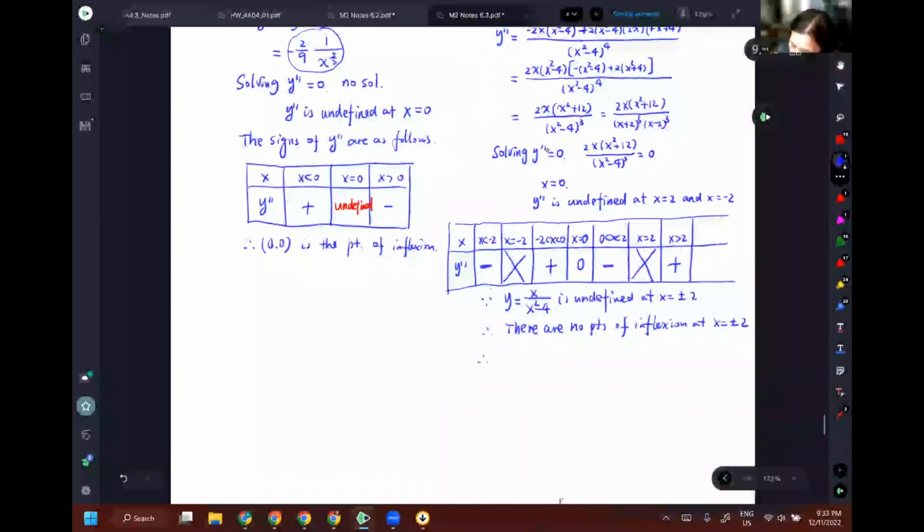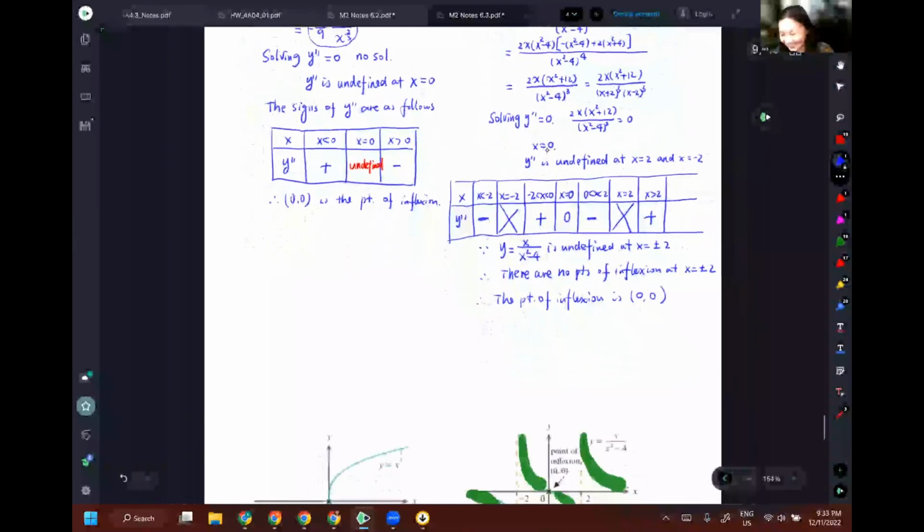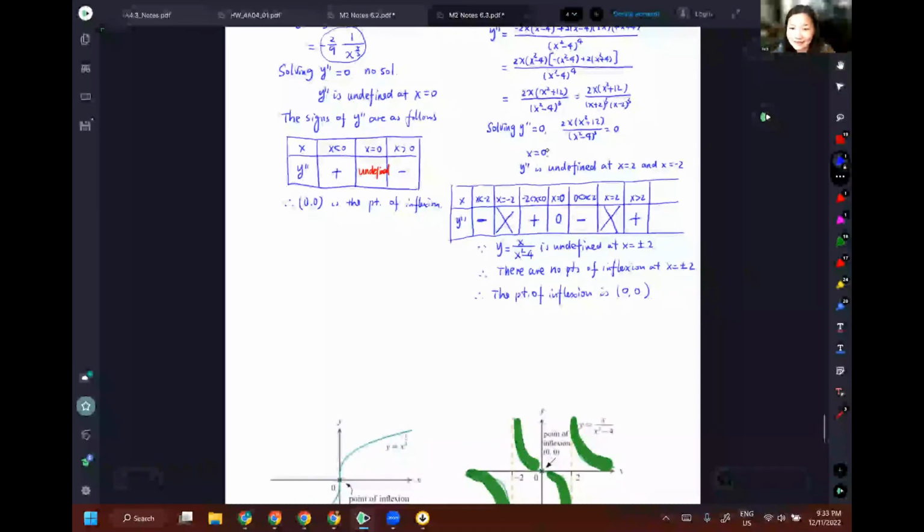The only point of inflection is (0, 0). It looks like we did nothing about the curve, but I think it's important because it helps with understanding the whole curve, because later on you will find out the whole curve.